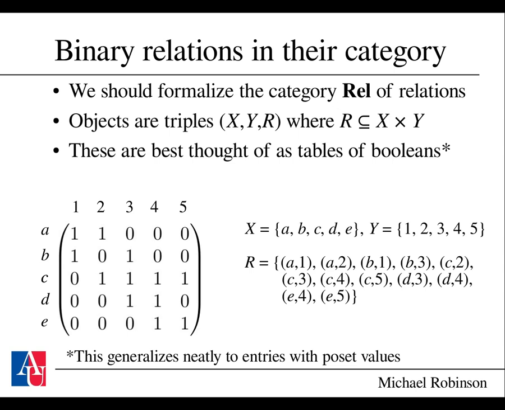The category of relations has as objects triples, where the X and the Y sets are the rows and columns, so the parsers and the files, respectively. And the third element to the triple, the R, is a subset. So it's listing all of the file parser pairs that were accepted, or perhaps the file message pairs that occurred. As you might imagine, this generalizes neatly to entries with poset values. And it's worth noting that the category of binary relations could also be thought of as the category of formal concepts as well.